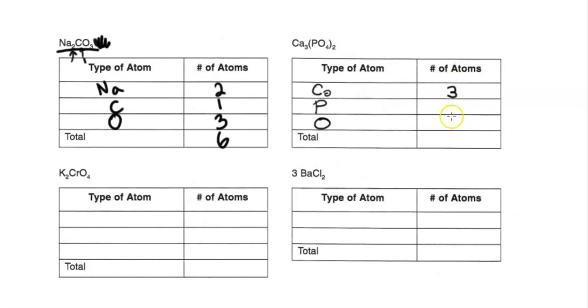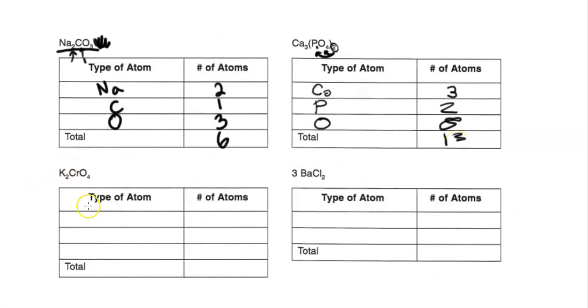3. How many phosphorus? 2, 4. Remember there's nothing written there, so it's like there's a 1. But then this 2, just like in math, when it's outside of the brackets, we multiply into everything in the bracket. Oh, I got it. So how many phosphorus? 2. And how many oxygen? 8. There we go. So total? 13. Good.